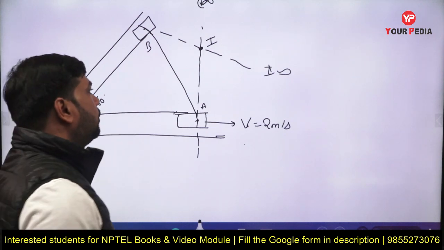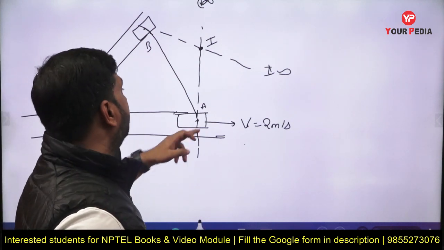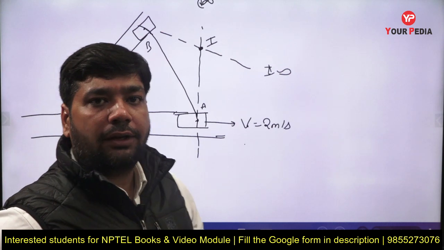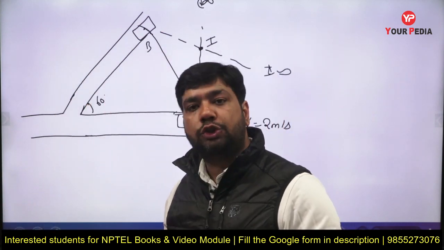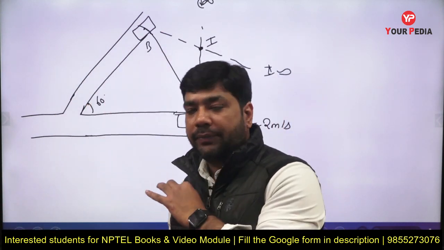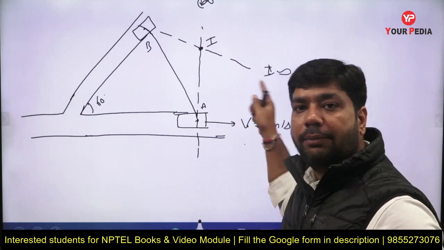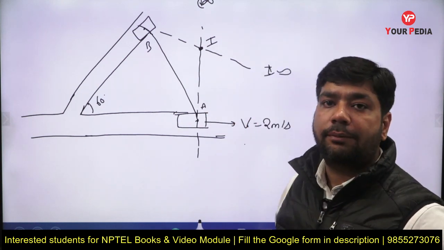So if you are just able to know about the distance of the AI, and you can just easily find out the omega of the rod AB because V equals to R omega. Now this V जो rod होगी मेरे किसके about होगी? Point I के about pure rotational में होगी.